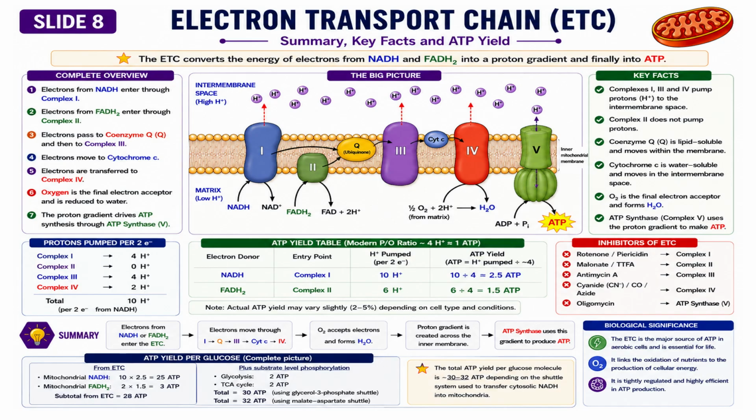Therefore, the ETC contributes about 28 ATP per glucose: 10 mitochondrial NADH times 2.5 equals 25 ATP, and 2 FADH₂ times 1.5 equals 3 ATP. Including substrate-level phosphorylation, the complete yield is approximately 30 to 32 ATP per glucose, depending on the shuttle system. Oxygen is the final electron acceptor and is reduced to water.